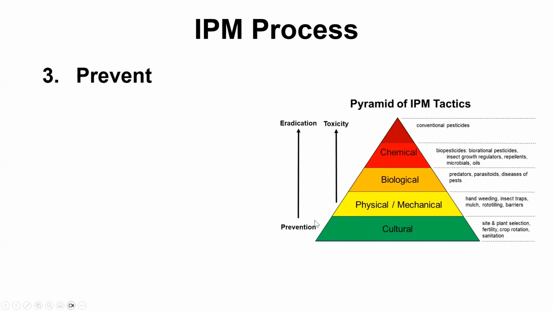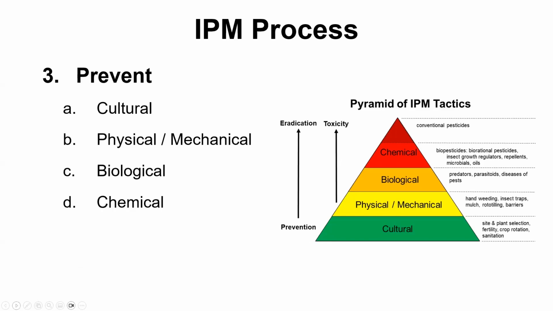Step number 3 is prevention. We're going to go through this. Here is the pyramid of IPM tactics, and every single one of these tactics can be used in a preventative way. So we have our cultural ways, our physical and mechanical, our biological, and our chemical. We're going to go into great detail on the pyramid of IPM tactics, but just keep in mind that all of them can be used in a preventative way.